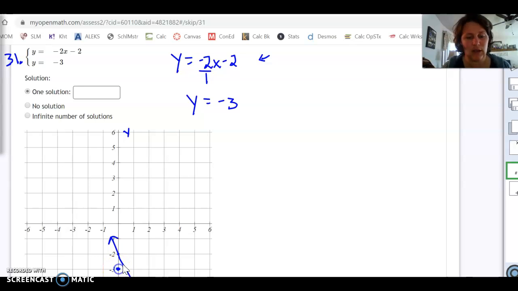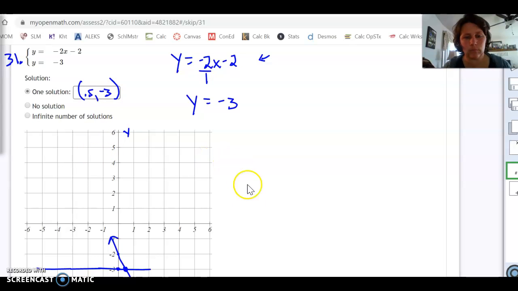Now the question is, what direction do we go? Well, we always want to intersect that point, go across or slice through that point. Okay, so it looks like our solution is going to be at negative 0.5, negative 3.